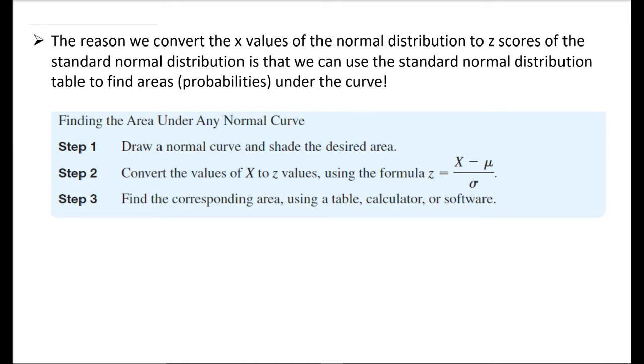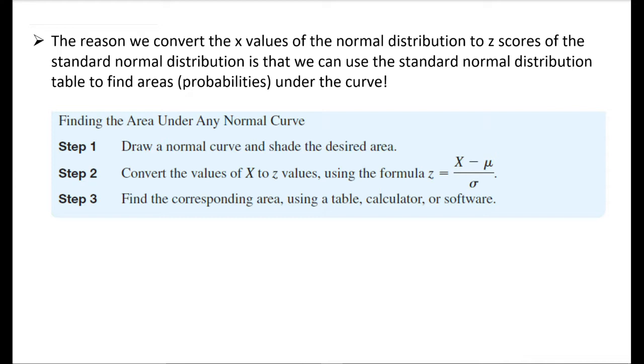Well, first, you're going to draw a normal curve and shade the desired area. This serves as a visual to make sure that you're calculating the correct value and that your answer makes sense. Then step 2, you're going to convert the values of x to z values using the formula z equals x minus mu over sigma.